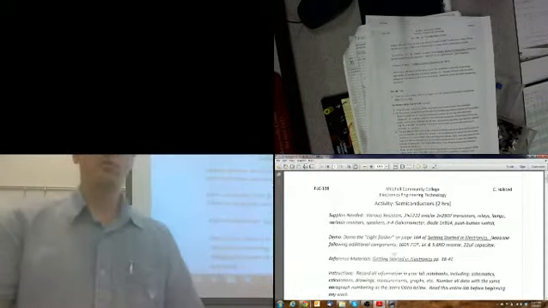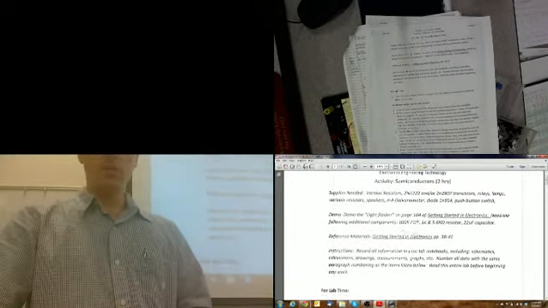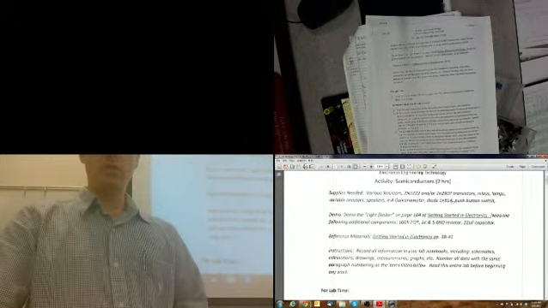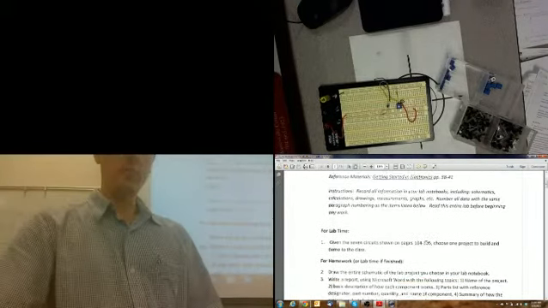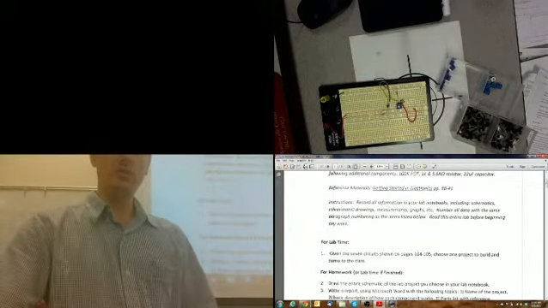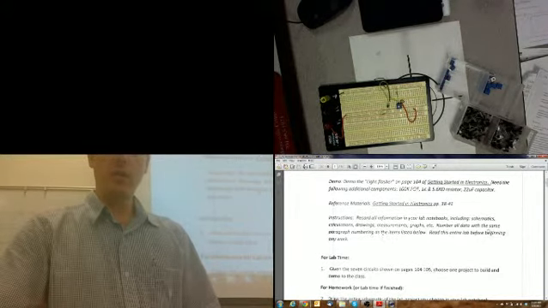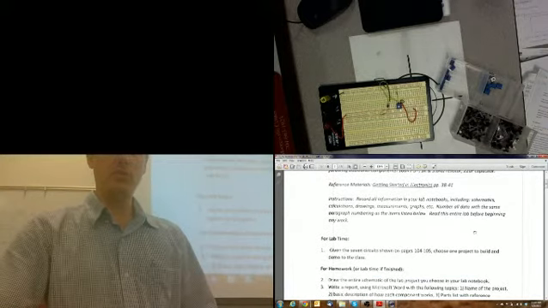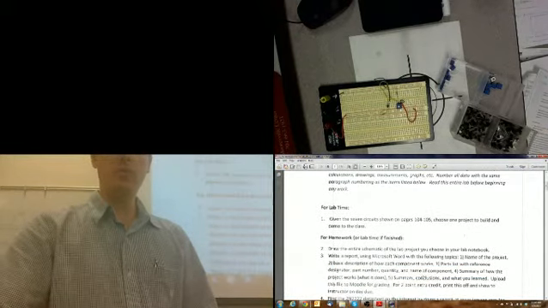So if we look at the lab we're going to be working on this week, we're going to need some transistors, and I'll show you guys how to find this information. And I'm going to show you guys a demo. But make sure that when you look at this, look at the instructions. It says record all information in your lab notebooks, including schematics, calculations, drawings, graphs. Number all the data with the same paragraph numbering as items listed below. So I would put Semiconductors Lab and then put 1, 2, 3. Read the entire lab before beginning.